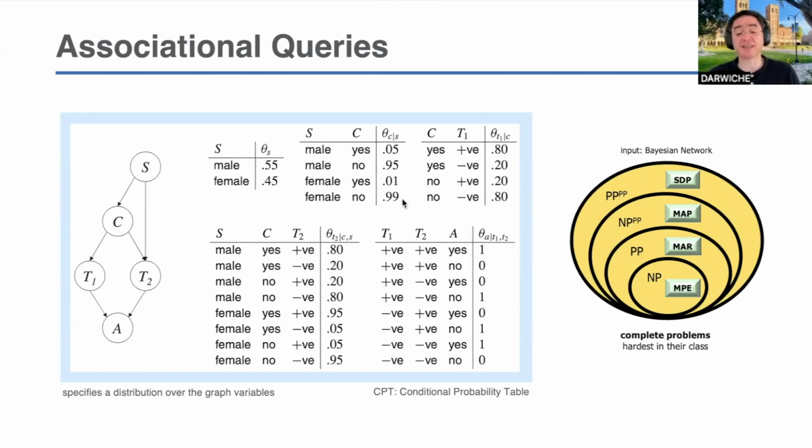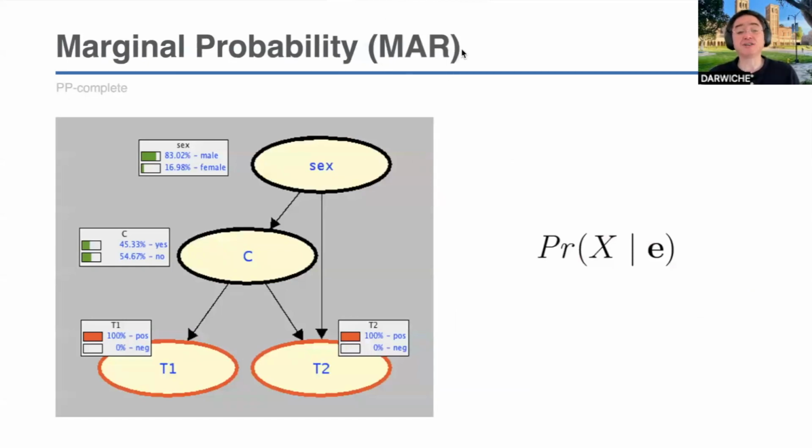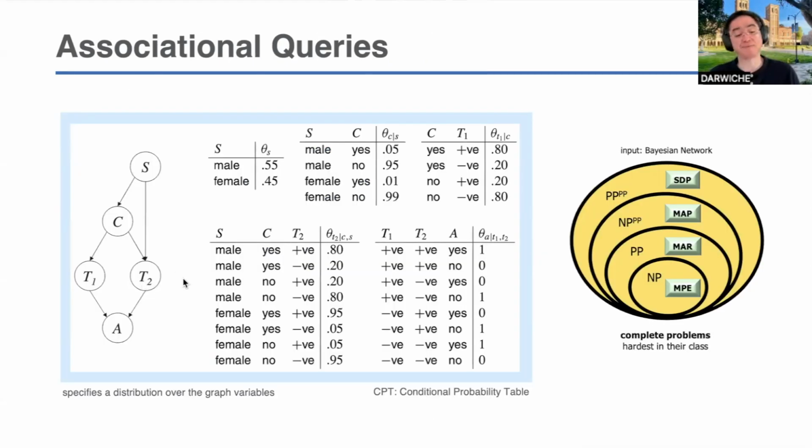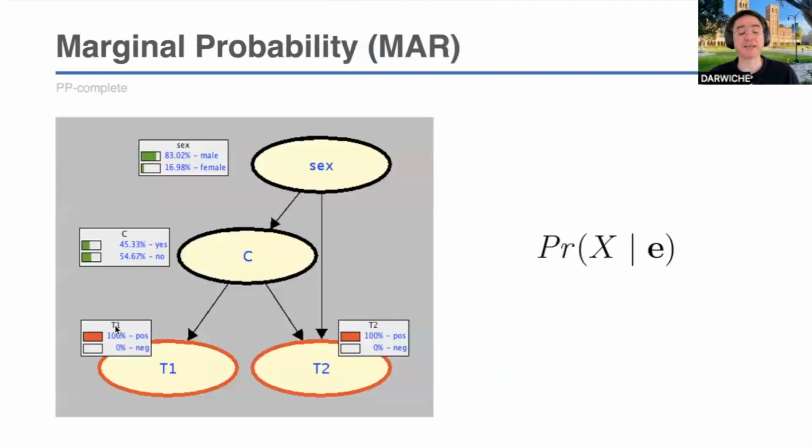So if you have a Bayesian network like this, the marginal query is the bread and butter of association queries, which is this: compute the probability of some variable given some evidence. By the way, this example is about a patient that can have a condition and two particular tests for detecting that condition, and whether the two tests came out to be the same or not. So in this case, test 1 came positive, test 2 came positive. What's the probability that the person has the condition? That's the marginal probability. Or what's the probability that they're a male or a female?